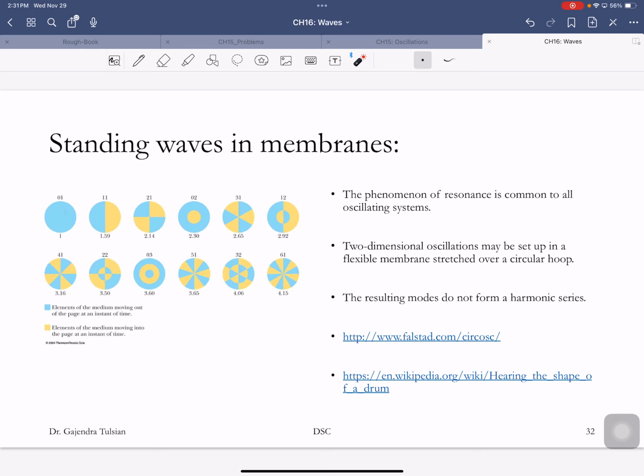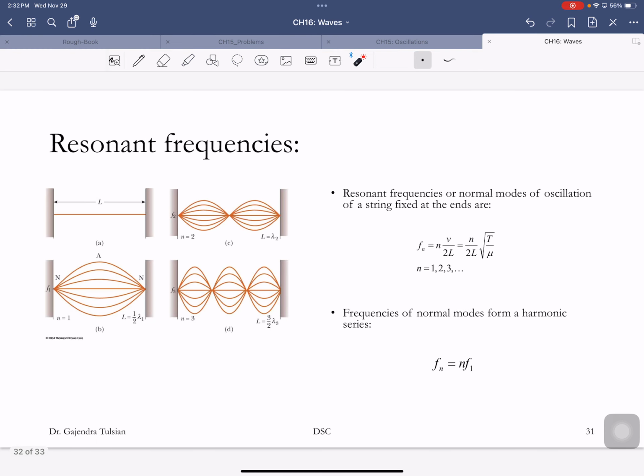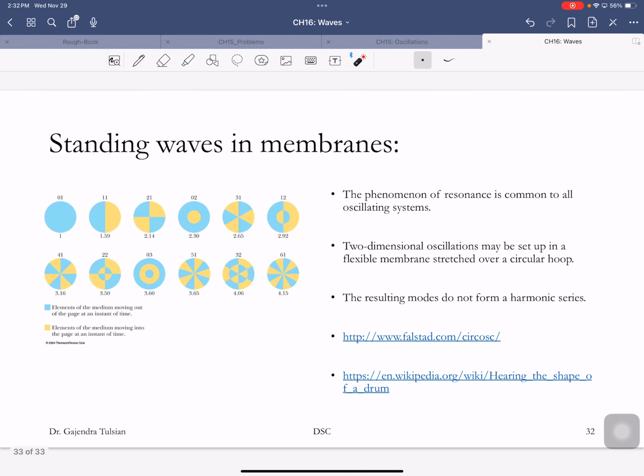And this application I'm going to show you because it's beautiful. Here's a drum head. So on a string, the higher frequencies are integer multiples. They're harmonics. On a drum head, this is the lowest frequency. You see the next frequency is 1.59. It's not an integer multiple. So these don't form harmonics.